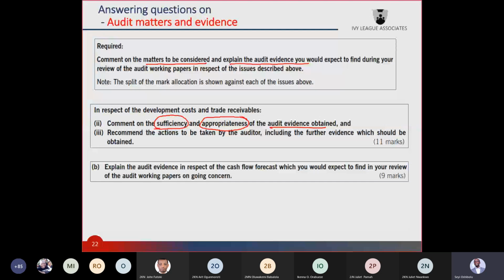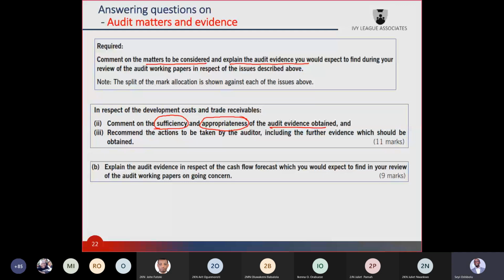Recommend the actions to be taken by the auditor, including further evidence which should be obtained. If, for example, you are not excited about the sufficiency and appropriateness of the evidence referenced regarding the development cost and trade receivables, then you say, though they've obtained this, I think in addition, for this body of evidence to be sufficient and appropriate, they need to also obtain this.